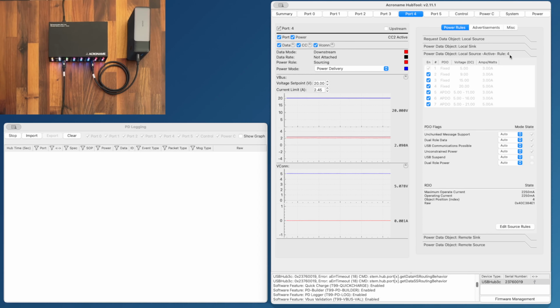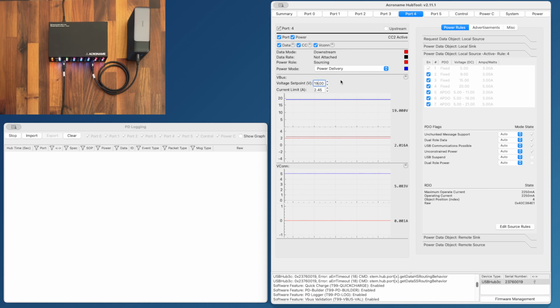We can see here that rule 4 was selected, which aligns to the 20-volt rule. With the Vbus validation feature, we can actually manually take over the voltage rail. Here I've set it to 19 volts, and you can see the voltage has changed, but we're still in rule 4 and no power delivery communication has occurred.